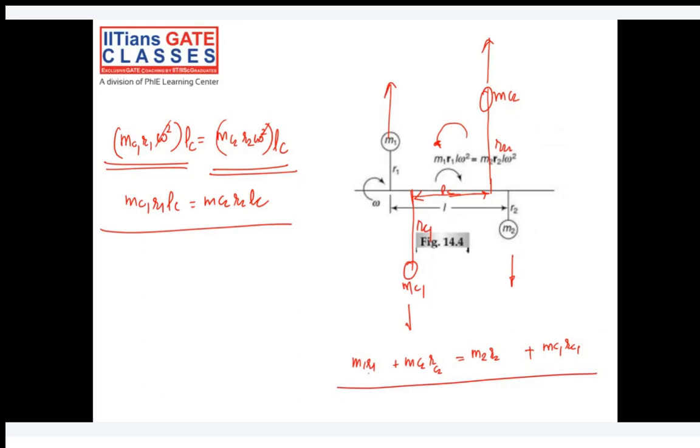So in other words, the simple expression for this will be: summation of all the existing MR should be equal to MC1 R1 plus MC2 R2 equal to 0. Is it clear now? This is for static balancing.